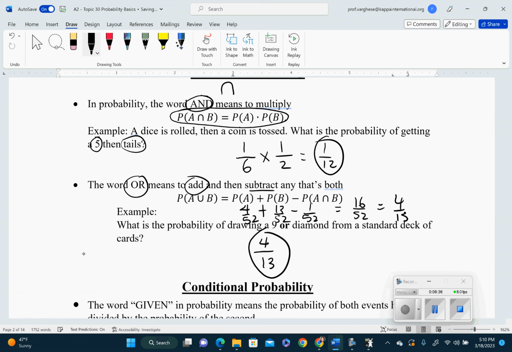And all we did is we just applied this formula, okay? So this formula, please write this down. This will not be given to you on the Regents. You have to memorize it.